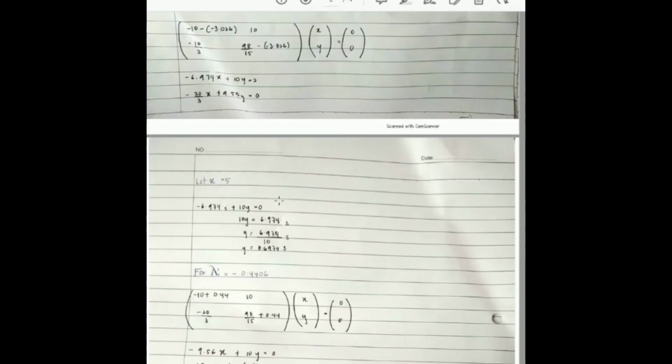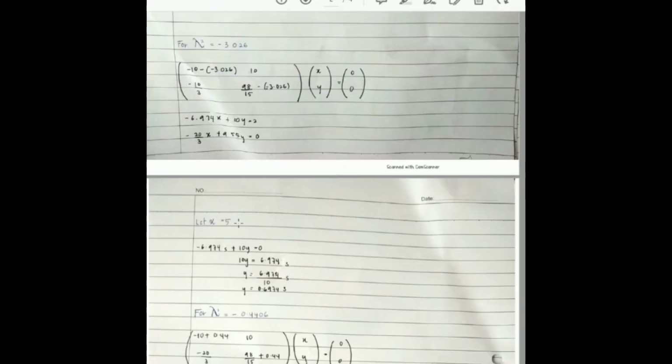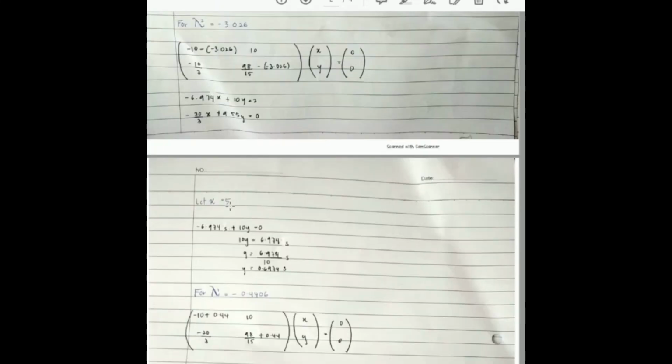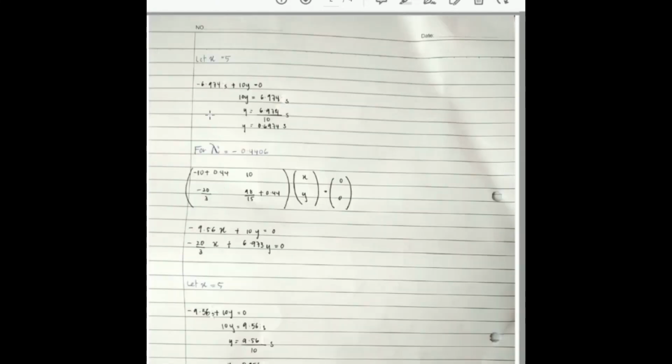So we must let x be s. So negative 6.974 s plus 10y equals 0. So for 10y, when we bring this negative 6.974 over, it becomes positive 6.974 s. So y equals 6.974 over 10 s. Y equals 0.6974 s.